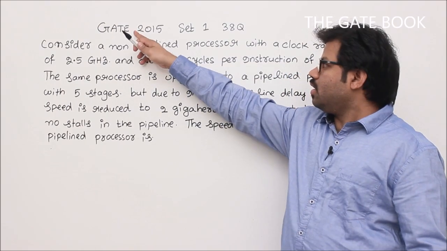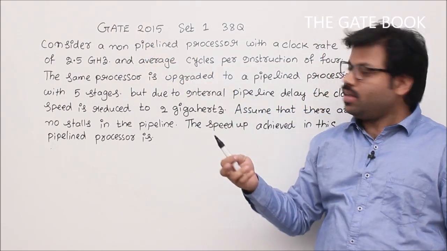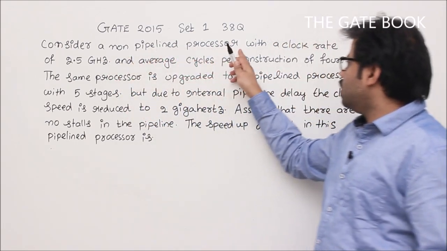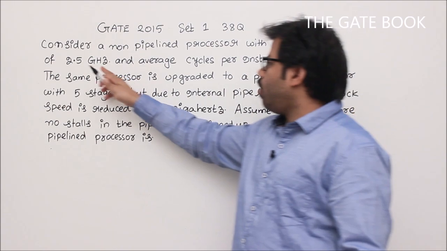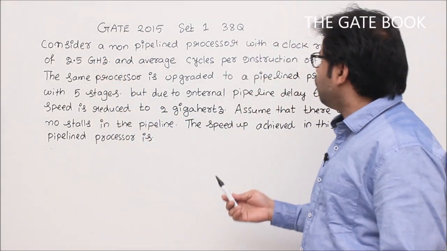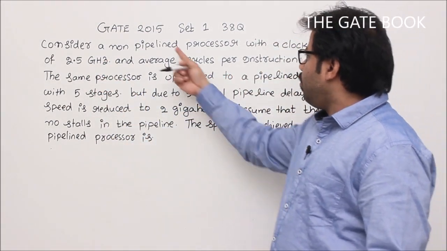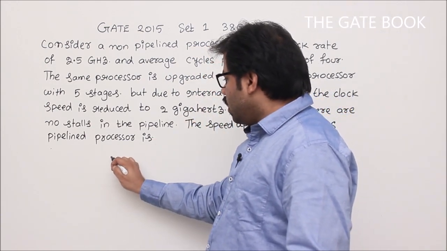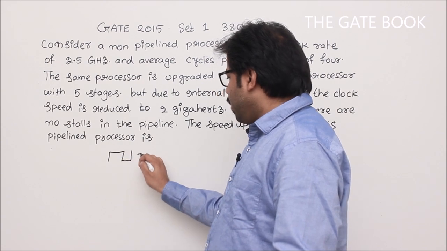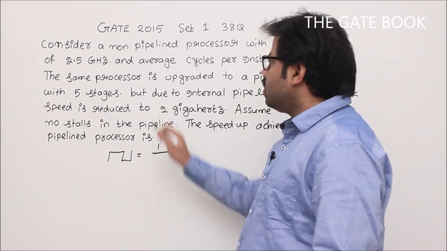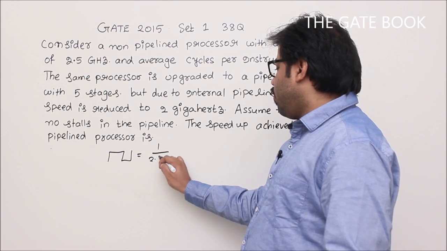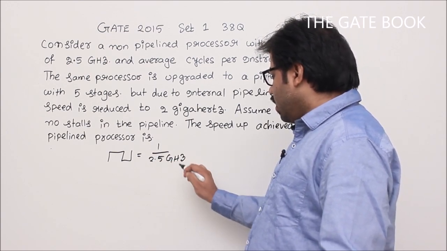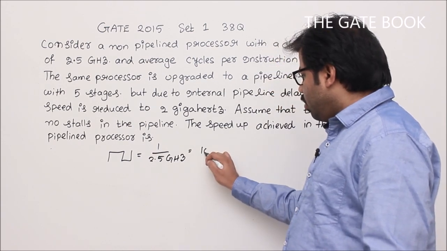Now we'll see one more question which was asked in the 2015 paper, set 1, 38th question. Consider a non-pipeline processor with a clock rate of 2.5 gigahertz. Let us stop here. Already I told you, then what should be the clock period? Clock period is nothing but 1 by this frequency, 2.5 gigahertz. Remember one thing, giga means 10 to the power of 9.